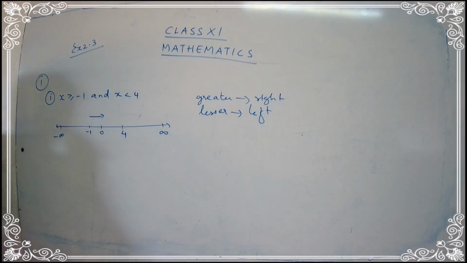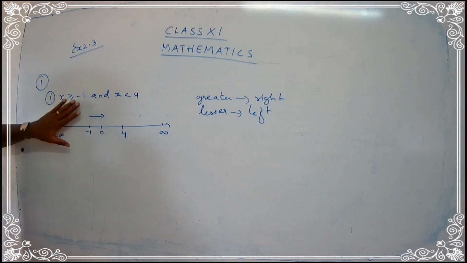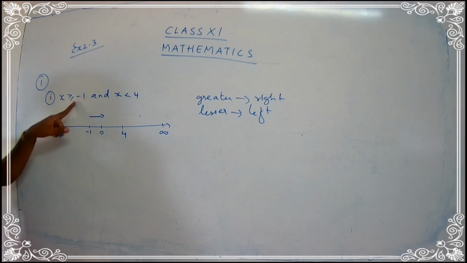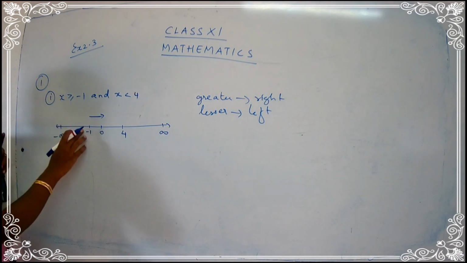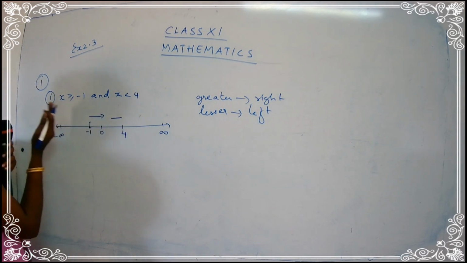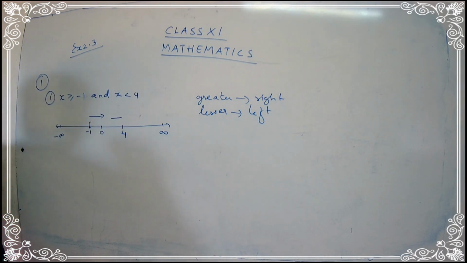Okay, now the question was whether to include minus 1 or not. Yes, we are going to include minus 1. Why, children? Yes, because here greater than or equal to is present. Equal to is present. So minus 1 will be included. So we have to include minus 1. Okay. Now coming to the next condition. X is less than 4. X is less than 4. Less than 4 means which direction are we going to move? We are going to move to the left direction. Yes, we are going to come to the left side. Right side, left side. Okay.